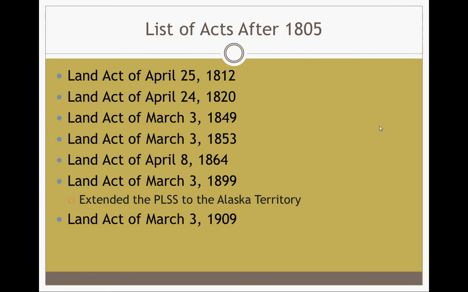1853, basically it provided the public survey should extend over all mineral lands and subdividing surveyed lands into lots less than 160 acres. So it had to be less than a quarter of a section. 1853, that's the one we just read.